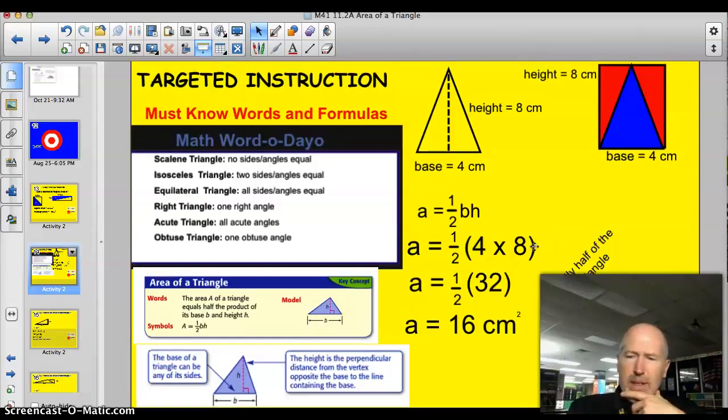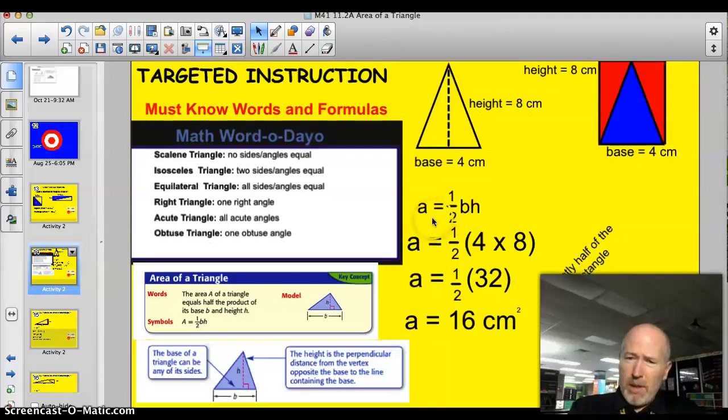All right, just to clear up any confusion that might be there. So here's a triangle here. It's an isosceles triangle. You got 2 sides and 2 angles of the same. This side is the same and this side, therefore this angle and this angle will be the same. Its height is 8 centimeters. Its base is 4 centimeters.